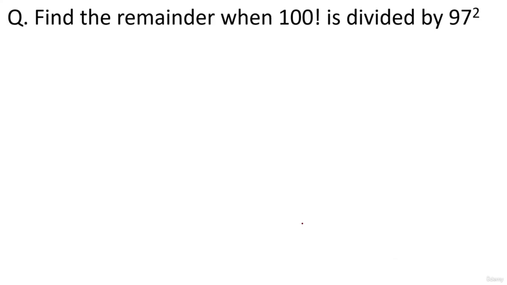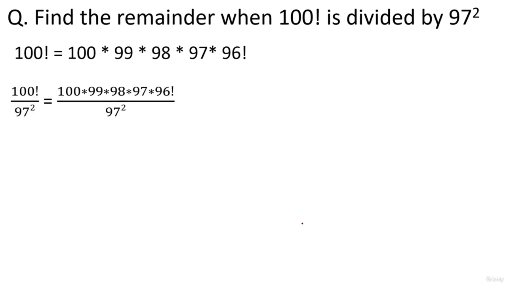So let's go. Find the remainder when 100 factorial is divided by 97 square. Okay, very simple question if you understand the Wilson's remainder theorem and factorials. So 100 factorial is nothing but 100 into 99 into 98 into 97 into 96 factorial, right? ऐसे होता है 100 factorial. अब हमें इसी का remainder चाहिए with 97 square. So guys, we divide both sides by 97 का square. And from the right hand side, if you observe, 97 basically cancel हो जाएगा ऊपर नीचे, right?